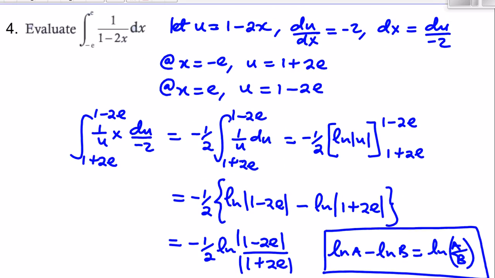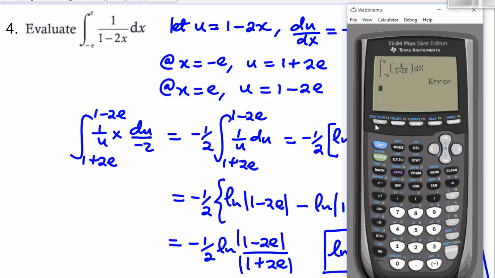Anyway, so here's the function 1 over 1 minus 2x. If I graph it, it looks like that. Now you can see that this function is not continuous between negative e and e. It has a vertical asymptote. In fact, its vertical asymptote is at x equals a half. So which means this function is not continuous, which means you cannot integrate it between these two limits.